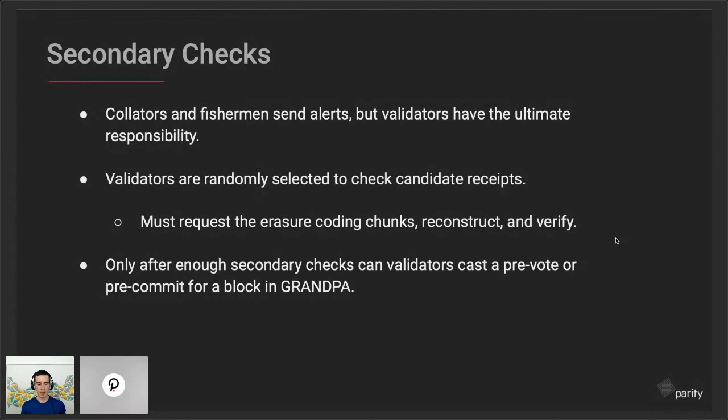This is to get over the fear that you might have 10 validators on a single parachain. It's a pretty small number, and they could collude. The randomness helps, but also lots of people in Polkadot run multiple validators. So it is possible that the same entity could actually have 7 of the validators on a single parachain. And we definitely don't want them to collude or anything. So we're just going to choose another random set of validators to perform secondary checks. And only after enough secondary checks have been done can a validator even cast a pre-vote or pre-commit for a block in GRANDPA.